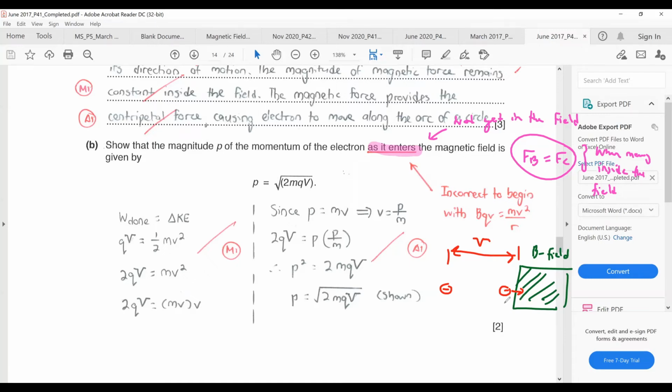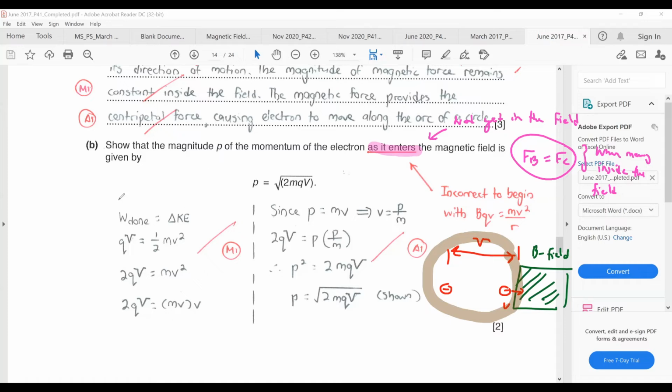Okay, so you are actually considering this part of the motion now. You're not considering this part because you're not yet inside. So you cannot use FB equals FC. For this part of your motion where you are accelerating the electron from rest to a certain velocity before entering the field, you can make use of what you have learned in your electric field chapter.